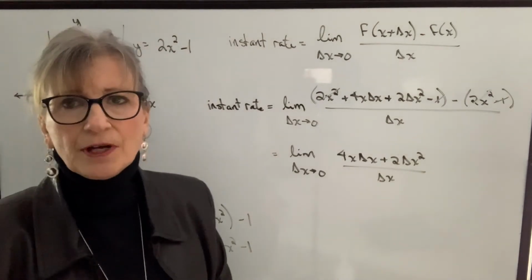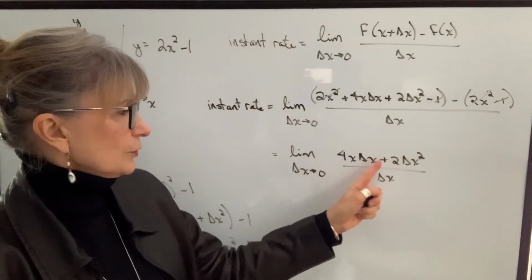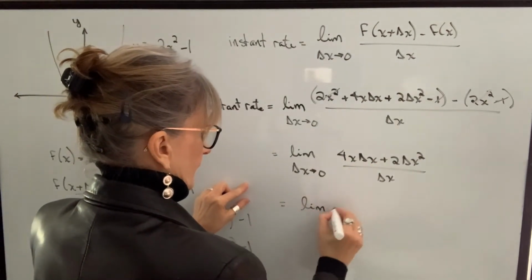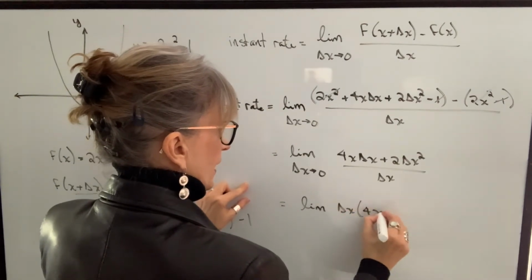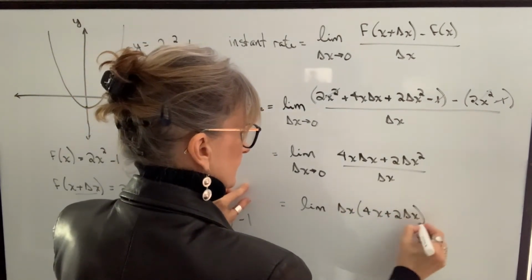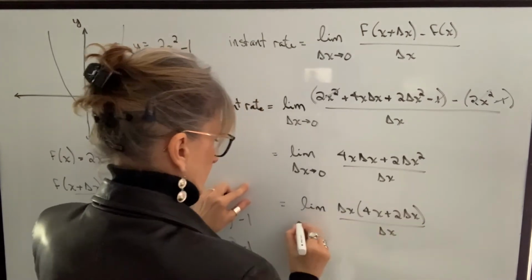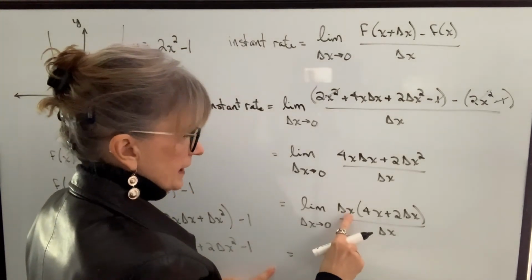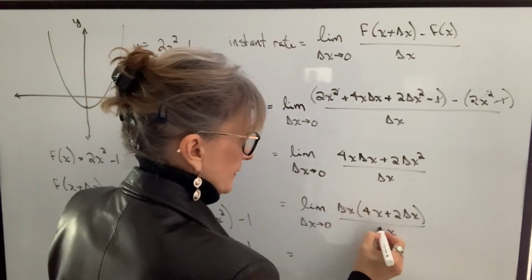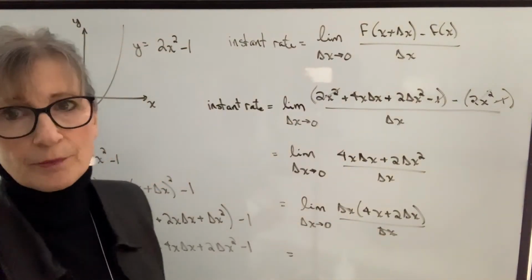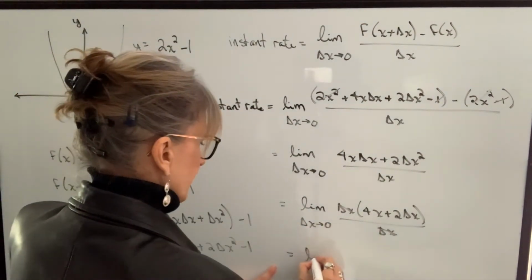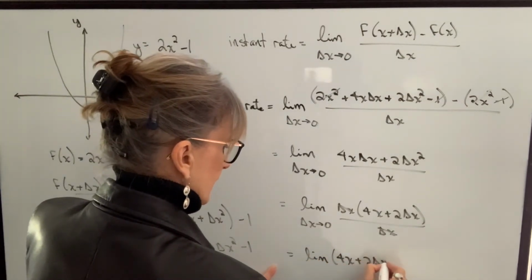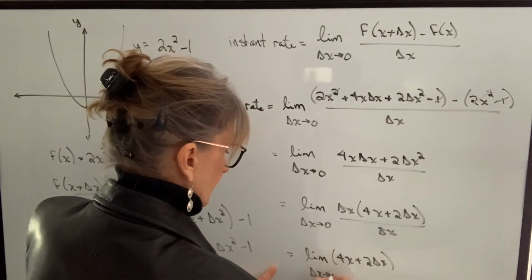I'm going to continue simplifying. I could factor 2 delta x out of the numerator, but I'm just going to factor delta x out. And I'll be left with 4x plus 2 delta x. Now that I have delta x factored out, I can cancel that factor with the one in the denominator. And I'm left with the limiting value of 4x plus 2 delta x as delta x approaches 0.